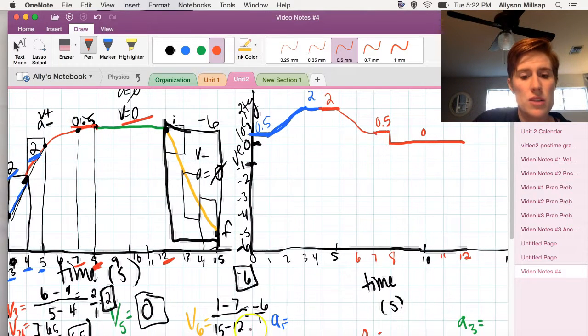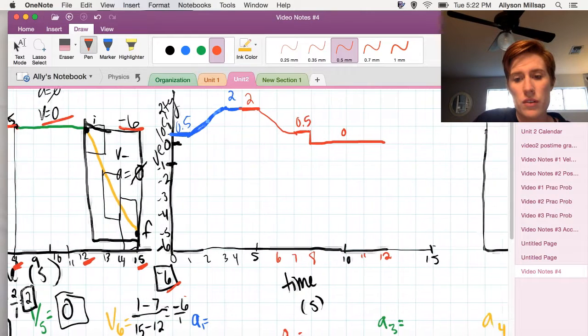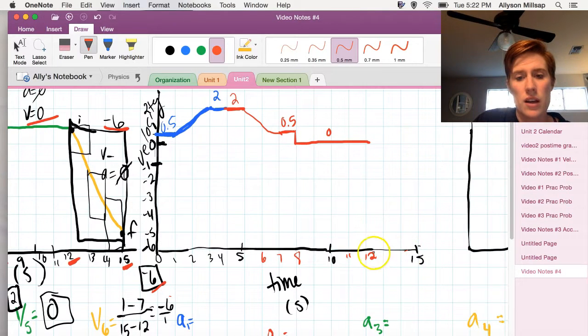And then my last one, my sixth velocity right here, was between seconds 12 and 15. My velocity was -6. That's what we calculated down here, -6. So between 12 and 15, right here, mine was -6, which is actually right down here on the bottom.